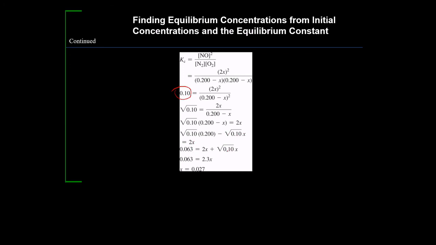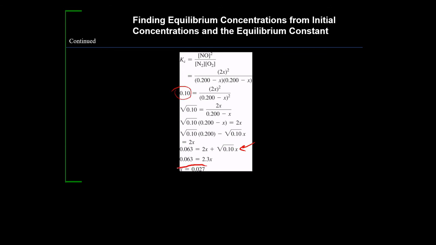Move all the x's to one side, which is what we do there. So we have the 2x plus the square root of 0.1x, which is 2.3x, and that is equal to 0.063, which is what this was, the square root of 0.1 times 0.2. And so then if we go ahead and solve for x there, x is 0.027.